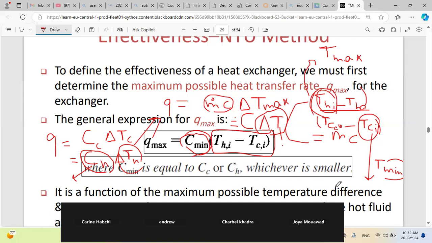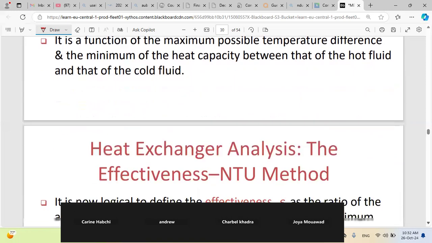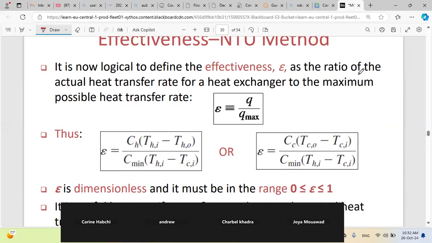From here, we can define the effectiveness. The effectiveness, epsilon, is the ratio of the actual heat transfer that is taking place over the maximum possible heat transfer. And to calculate epsilon, we can do it in two ways, because the Q can be calculated for the hot fluid, it's equal to big C hot times T hot in minus T hot out, or also we can calculate it from the cold fluid.